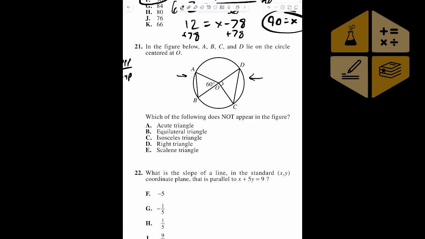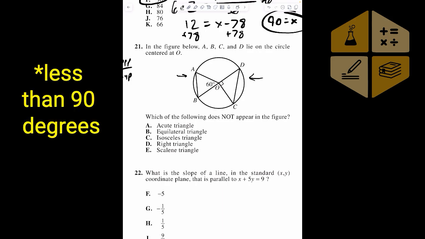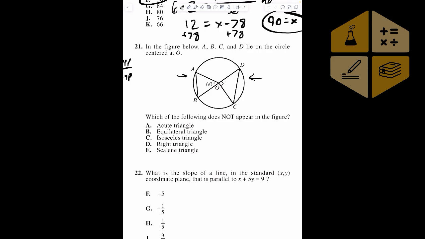So we essentially have to eliminate right answers and find the one type of triangle that is not present in this figure. Let's start with A. A says acute triangle. An acute triangle is one where all the angles are less than 90 degrees. If you look at the angle on the left, in triangle ABO, we know that this angle right here is 60. It tells us that.